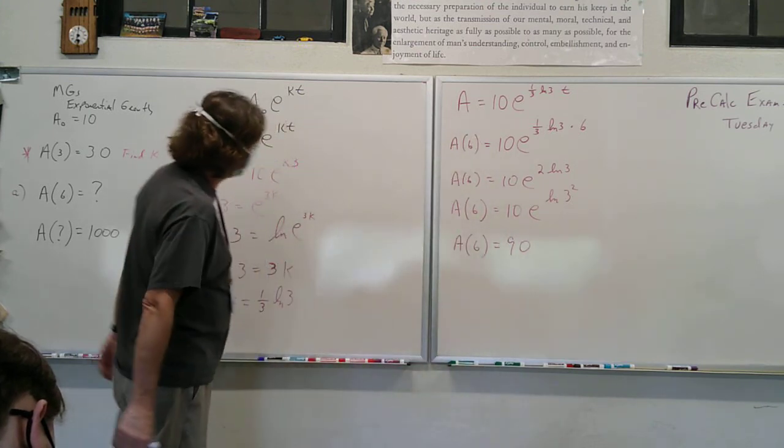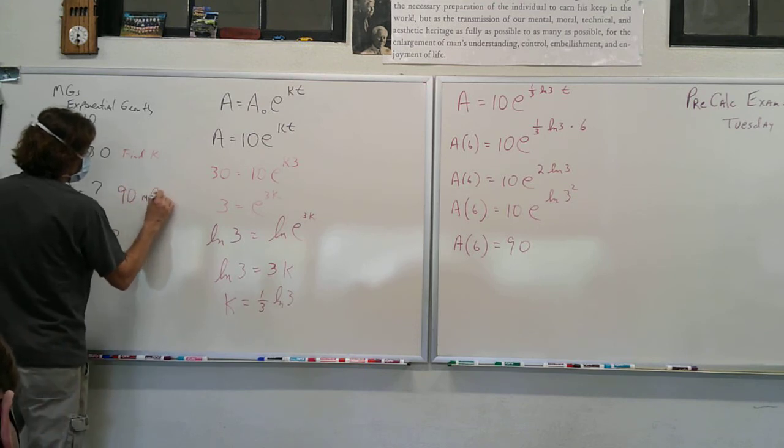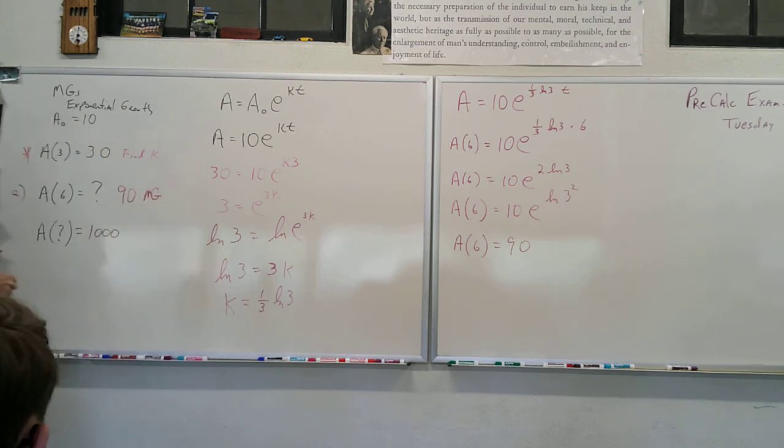Okay, so there's 90 little MGs running around in the world. 90 MGs. MG was a cool little British sports car they used to make. MG, great little British sports car. All right.